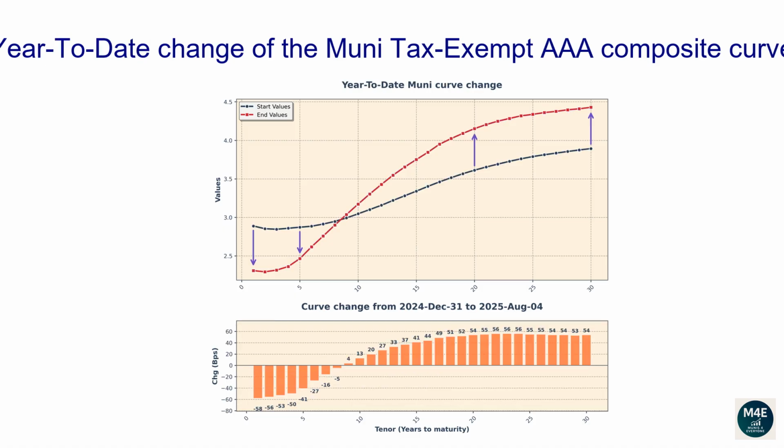Let's now go over how the Muni AAA tax-exempt curve has changed year to date. The graph displayed shows on the top side the most recent AAA Muni curve versus the curve at the end of last year. The bar plot on the bottom side shows instead the difference between the two curves, meaning how much each tenor of the Muni curve has changed in basis points. The one-year tenor changed -58 basis points. The two-year tenor changed -56 basis points. The five-year tenor changed -41 basis points. The 10-year tenor changed 13 basis points. The 20-year tenor changed 54 basis points. The 30-year tenor changed 54 basis points.